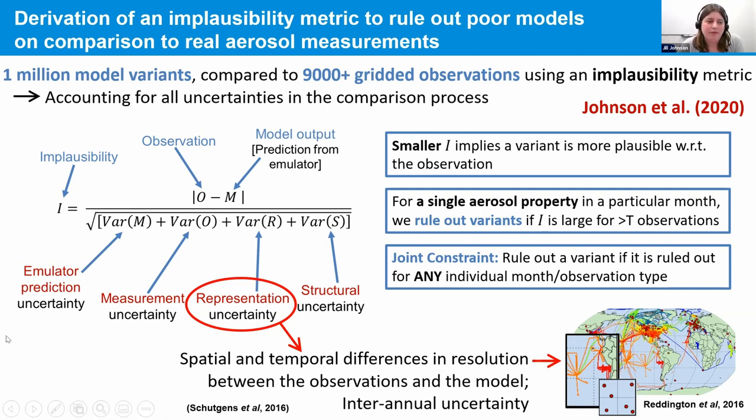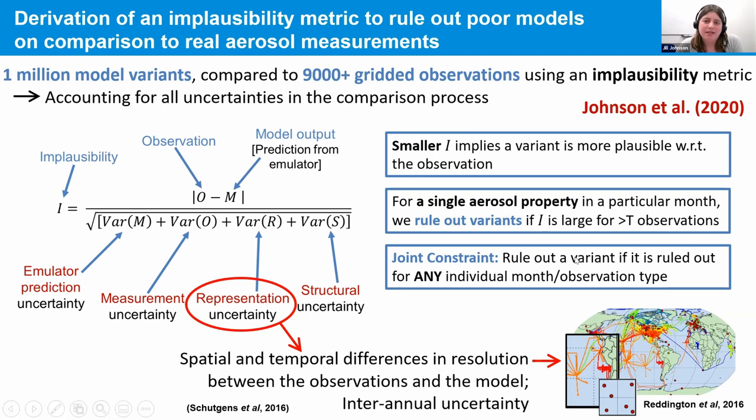So we have estimates of emulator uncertainty, so the fact that we use an emulator and not the model itself, measurement uncertainties, and also structural uncertainty here. Another key uncertainty that we also put into this is what we call representation uncertainty. This is thinking about spatial and temporal differences in resolution between the observations and the model itself, and how that might also feed into those uncertainties.